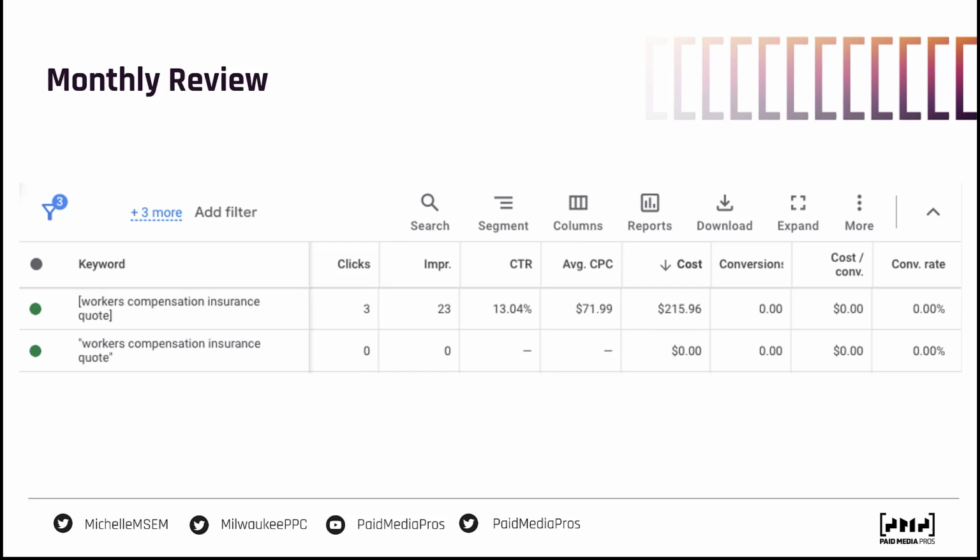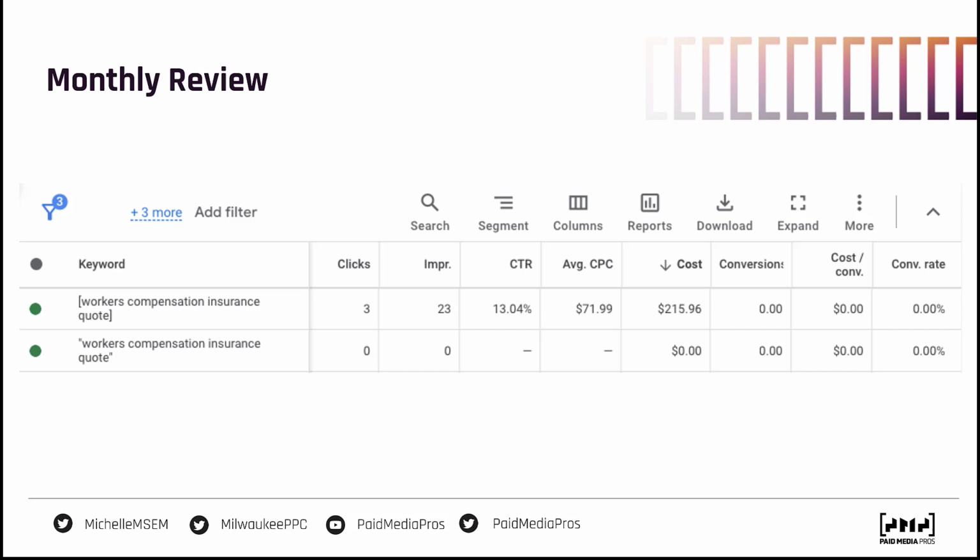Now on a monthly review, this keyword is looking at $216, no conversions. Now we're getting to be twice the estimated cost per lead that we want to have in here. So we're probably going to make one of those 20 to 25% bid adjustments. In this example, this keyword got a bid adjustment at the monthly level, but would have flown under the radar at the weekly level. That's why we do both of those.